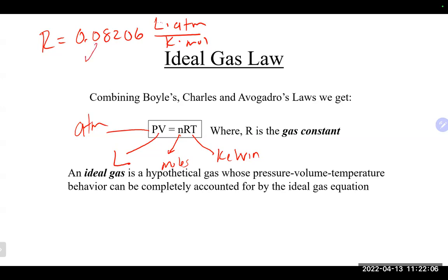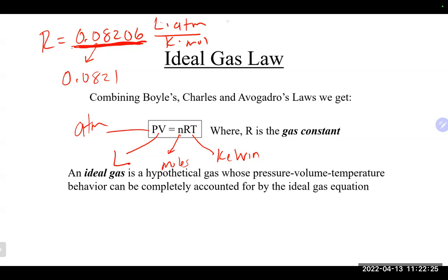People will nowadays round this number and use it as 0.0821. You could use either number, it is fine. I use this number because that's what they beat in my head and I can't get it out as much as I try. But a lot of books will now use more of the rounded number, the 0.0821. And again, either one's fine.